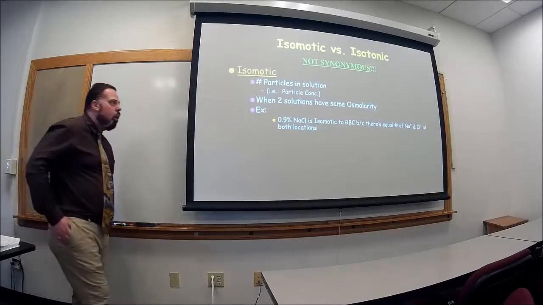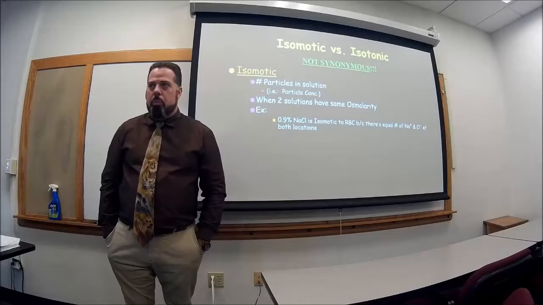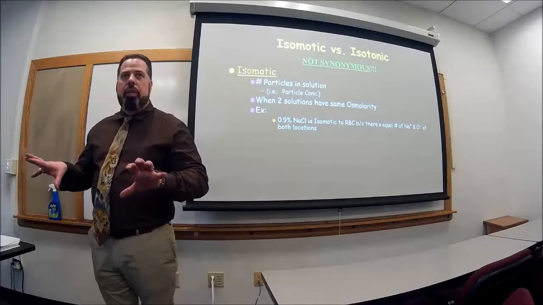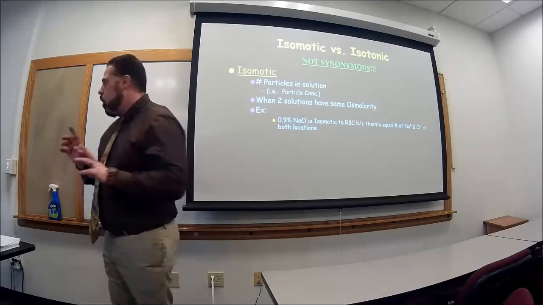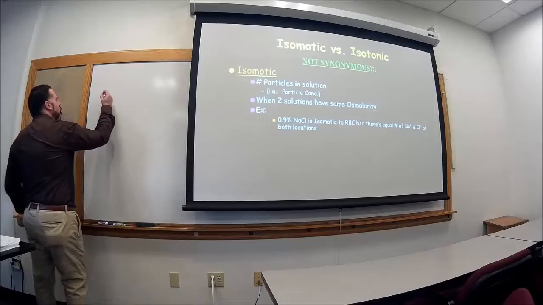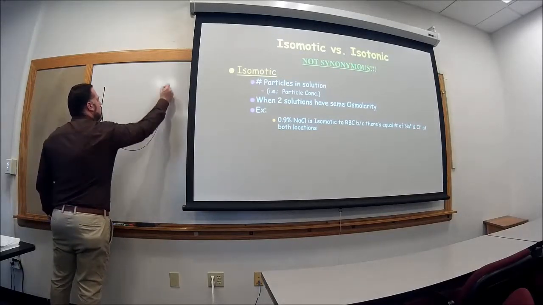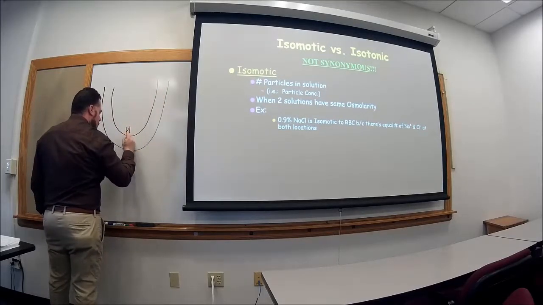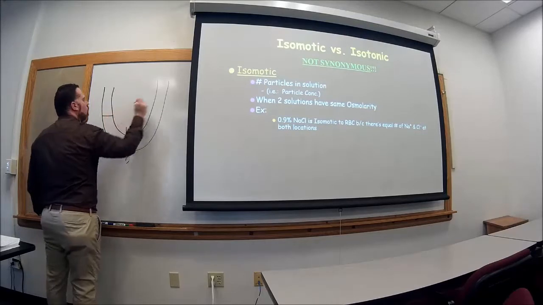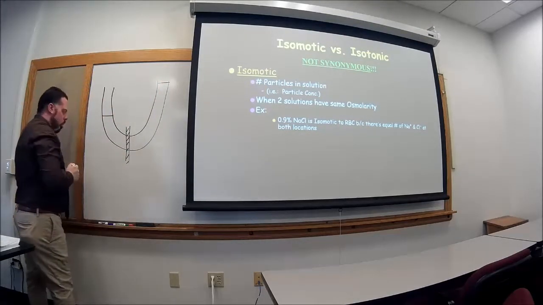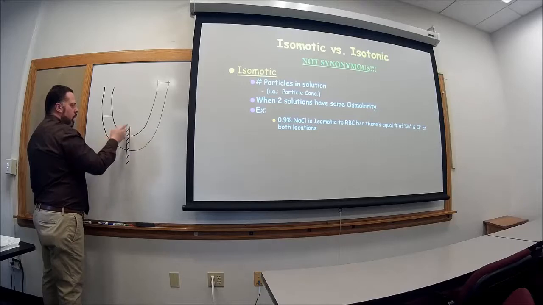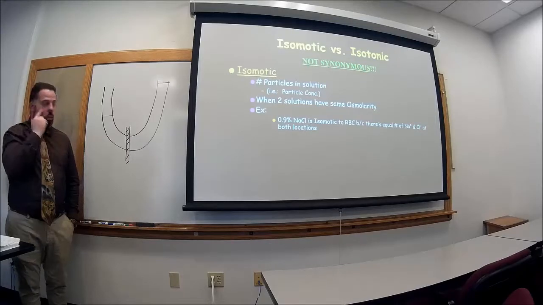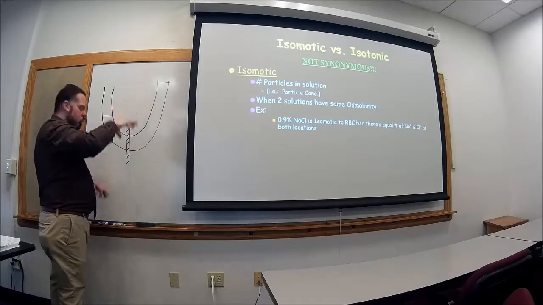Isomotic is the number of particles in a solution, not what the particles are, when we're dealing with two different situations, inside the cell and outside the cell. For instance, this is what I kind of teach in A&P too. I draw this. Okay. So here we got two compartments and a semipermeable membrane that only allows water to go through it.